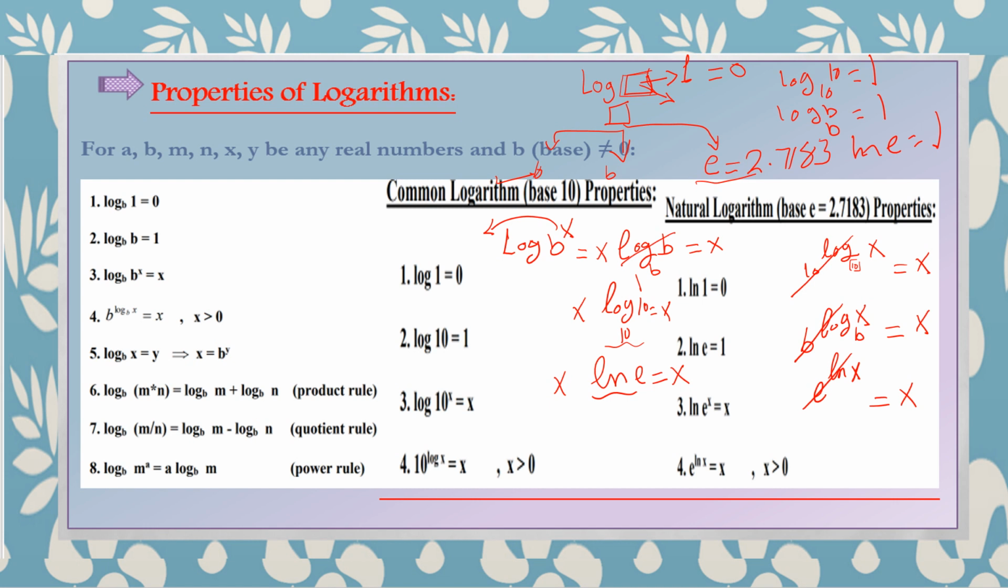Also, we have two common rules, which are the product rule and the quotient rule. When we have two quantities multiplied with each other inside the same logarithm, these quantities are added to each other. Log of m times n means log m plus log n. The quotient rule means when we have two quantities divided by each other, this means log m minus log n. Let's solve some examples in order to clarify these properties.